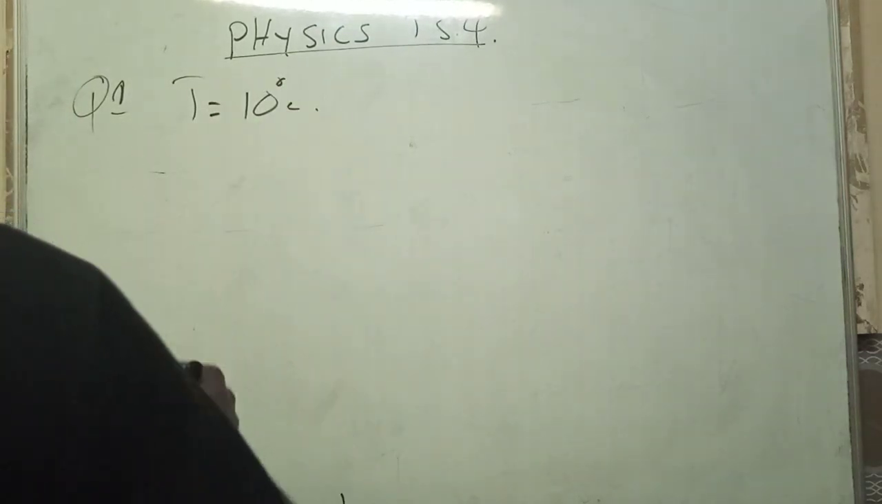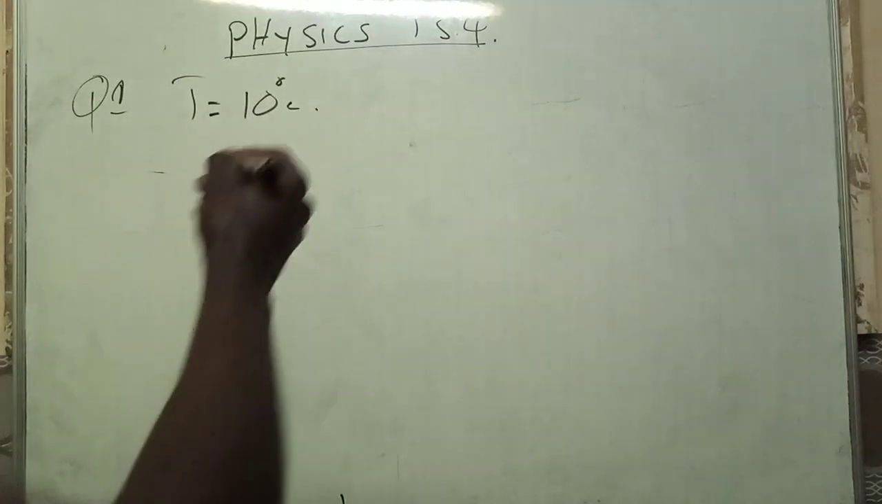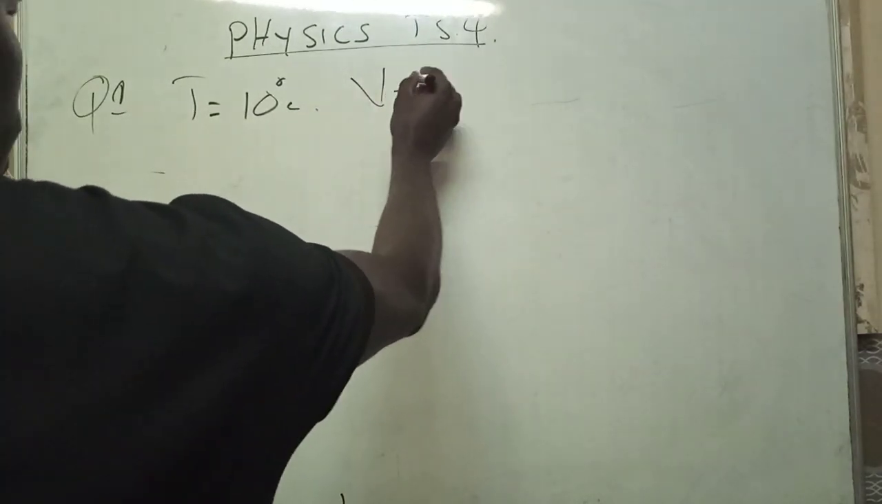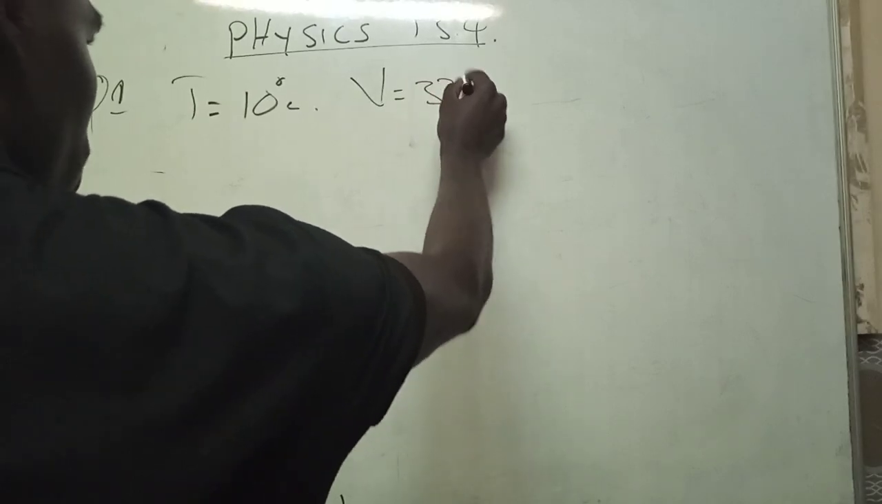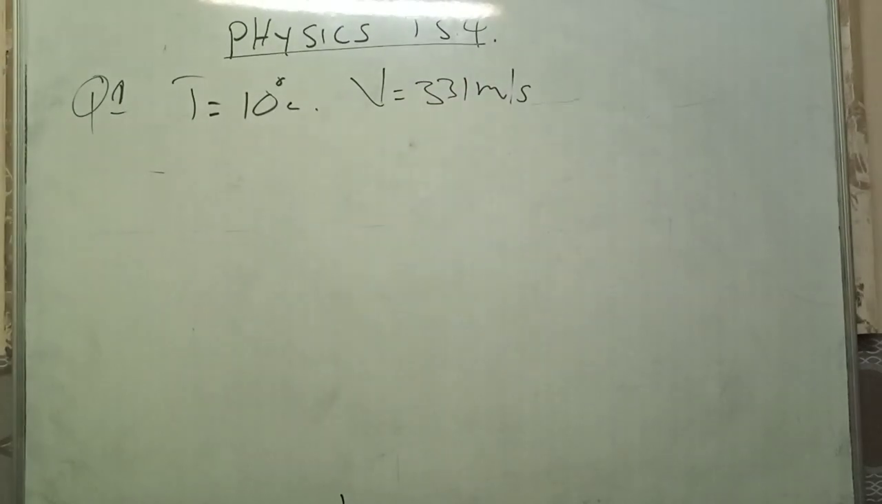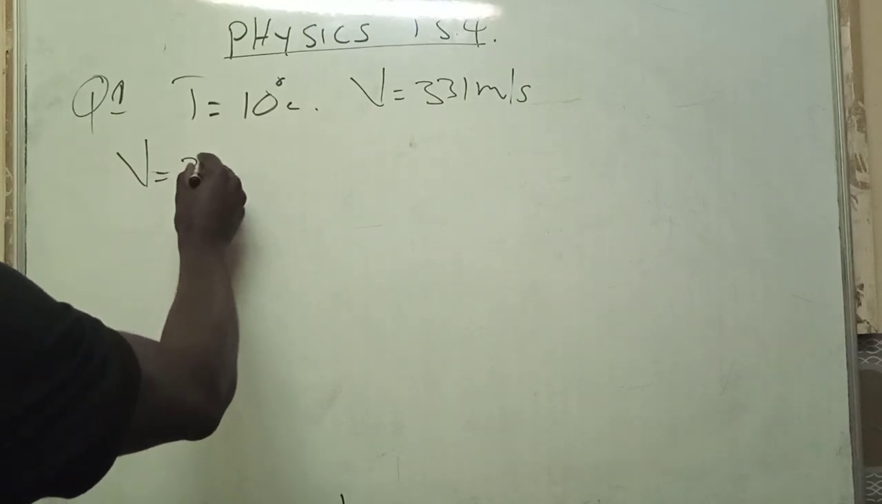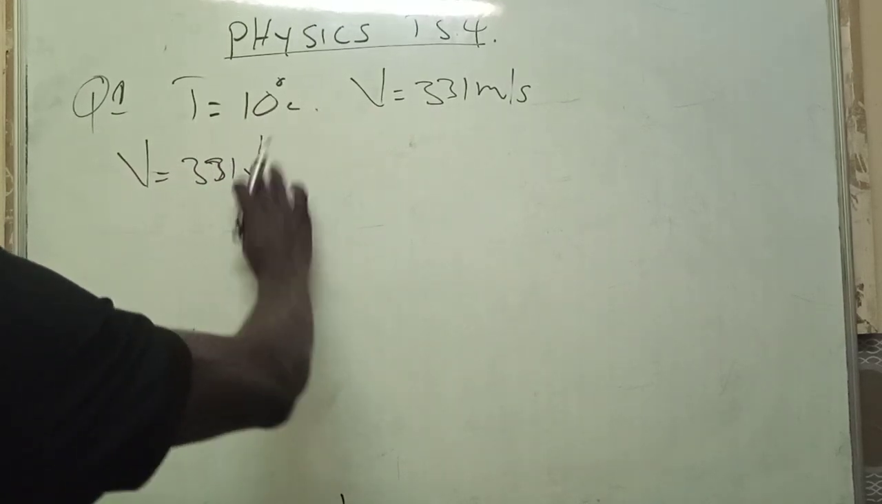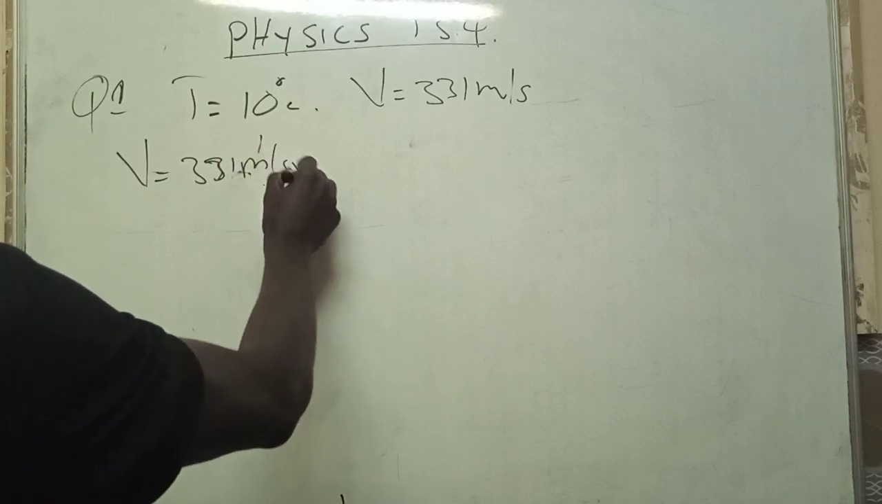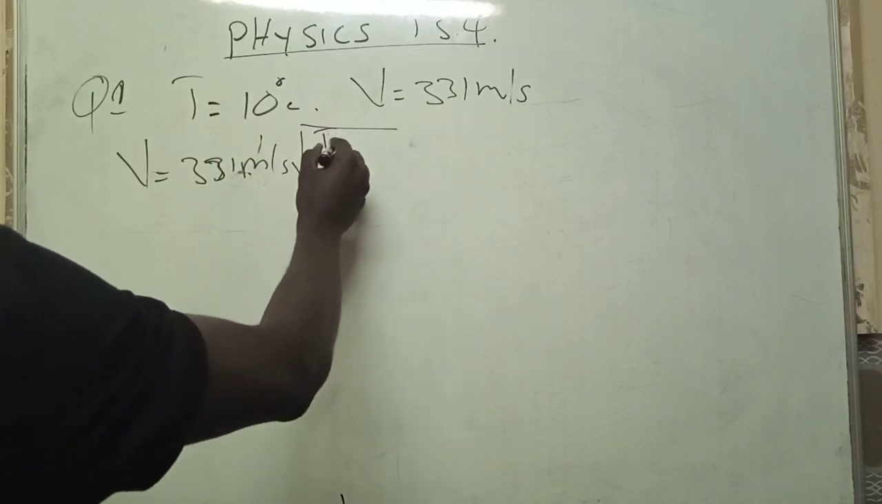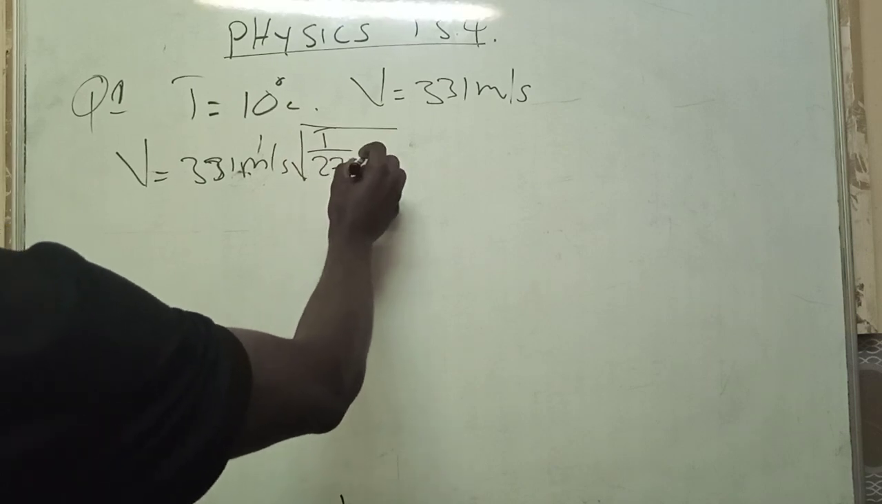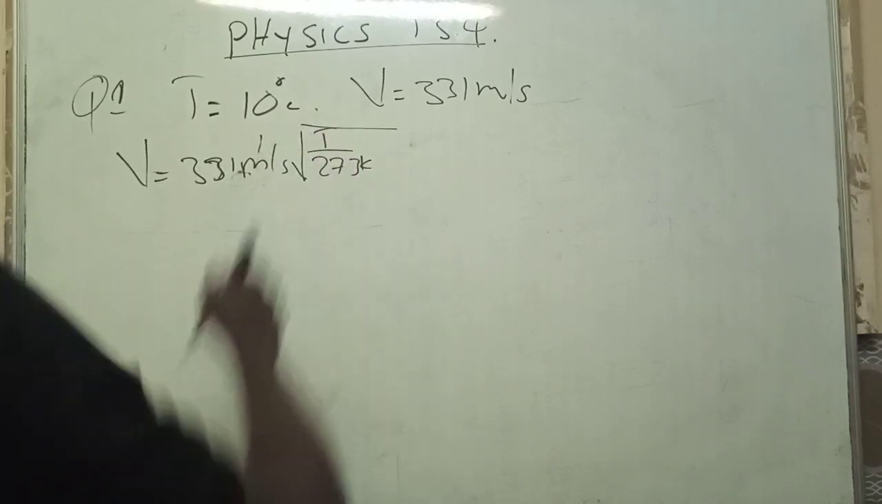Celsius. Then again, we know that since it was traveling in air, the velocity in air is 331 meters per second. Then from there we can calculate the speed of sound using this formula: speed of sound is equal to 331 meters per second times the square root of the temperature over 273 Kelvin, and the temperature here is supposed to be the absolute temperature.